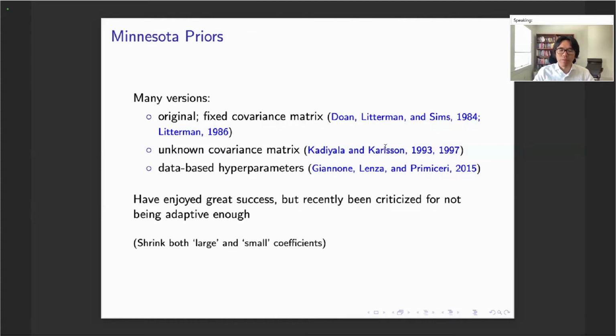They have enjoyed great success, but in the last decade or so, these Minnesota priors have been criticized for not being adaptive enough. Essentially, they are all Gaussian priors, so the tails of the Gaussian distribution are thin. What they tend to do is shrink both large and small coefficients, and theoretically, that is not something you would like.